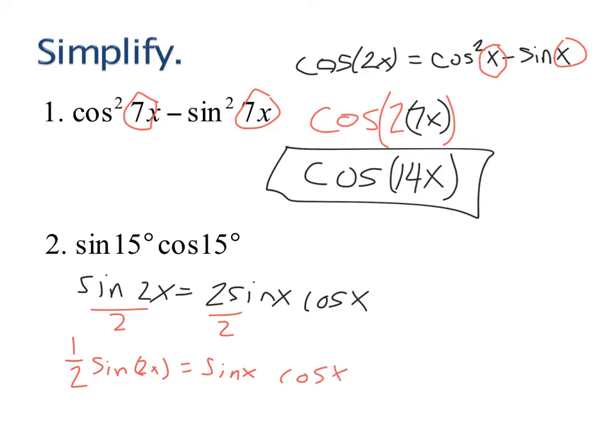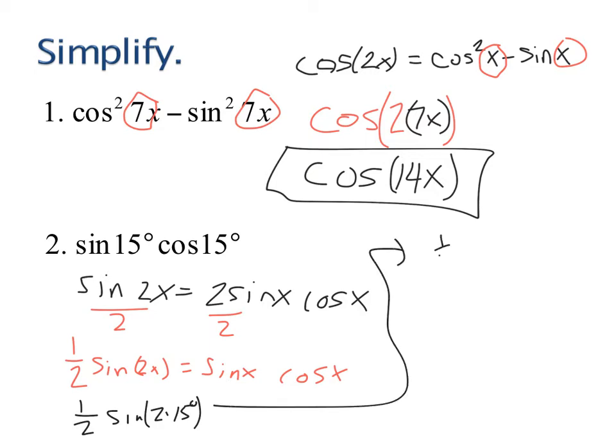Hey, now that I look at that, this matches this right here. Just instead of x's, we know that we're going to use 15. Okay, so we can go ahead and rewrite this as 1/2 sine of 2 times 15 degrees. Now we can simplify that a little bit more. So I have 1/2 sine of 30 degrees.